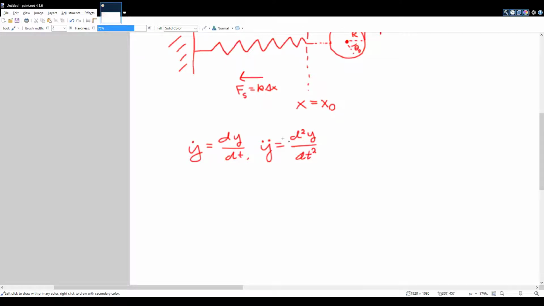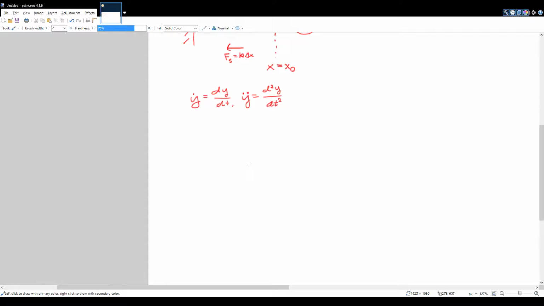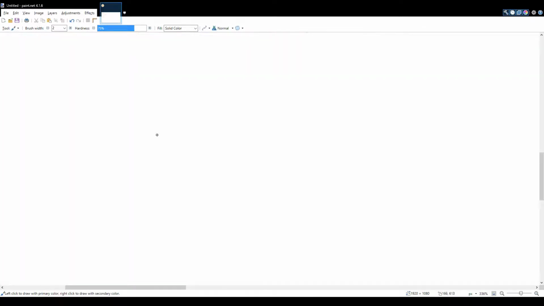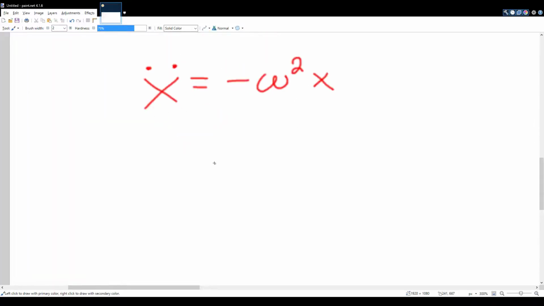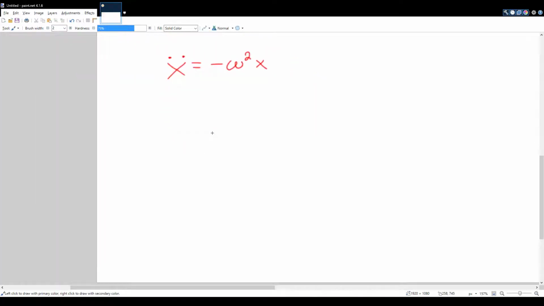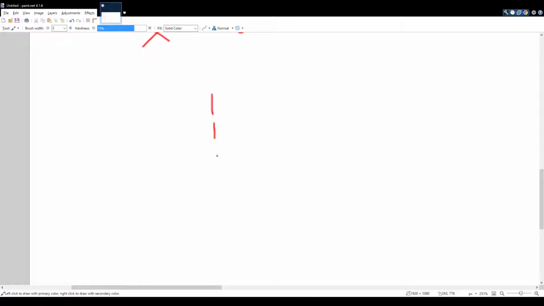So we're going to start with the very definition of simple harmonic motion, which is x double dot, or the second derivative of x with respect to time, is equal to the negative of the angular frequency squared times x. And this x doesn't have to be a linear constraint. And by linear, I mean in a coordinate system.